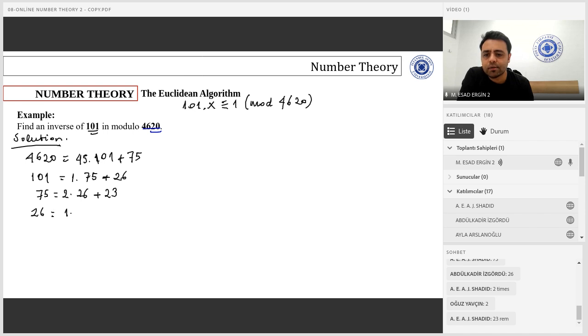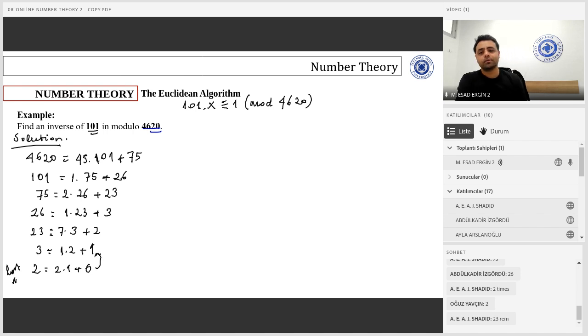And 26, we have just 1, 23, and plus 3, and 23 equals, how many times do we have 3 inside of 23? It is 7, and plus 2, and now 2 equals 1 times 2 and plus 1, and now 2 equals 2 times 1 and plus 0. This is our last step. Now we are going to continue with the previous one.